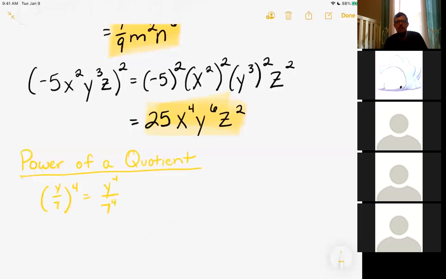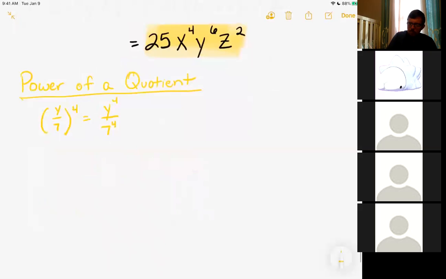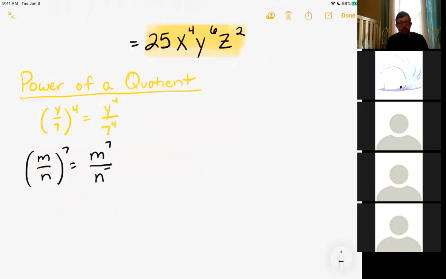And we're going to leave it as 7 to the 4th because 7 to the 4th is actually a pretty large number. Pretty big number, like over 2,000. So we'll just leave it like that. If you had something like that, it's pretty basic what we're doing here. We're just putting the 7 exponent on both of these. M to the 7th over n to the 7th.